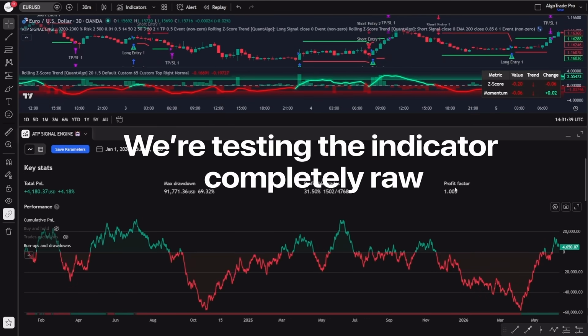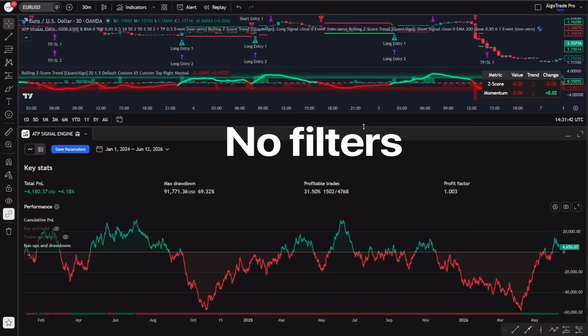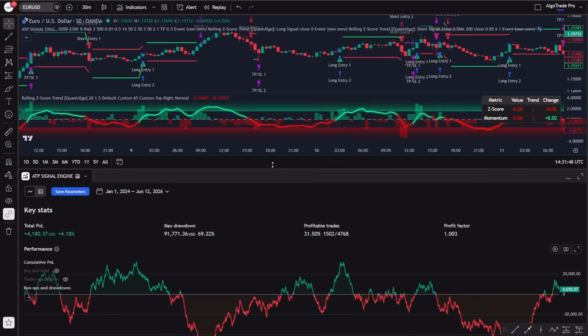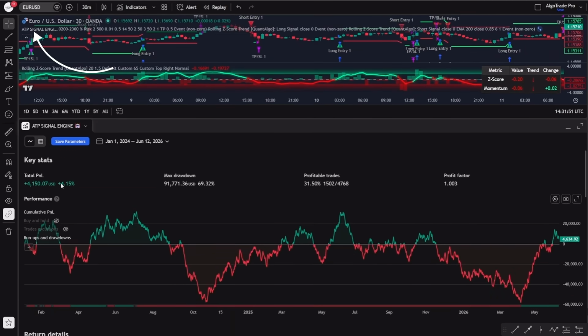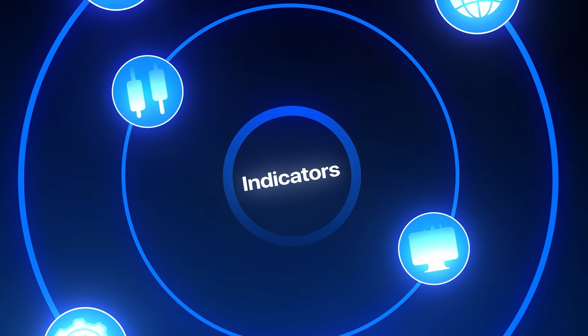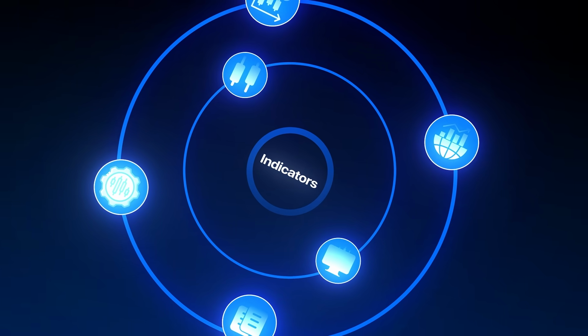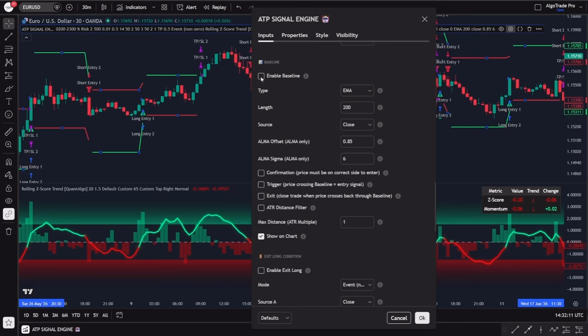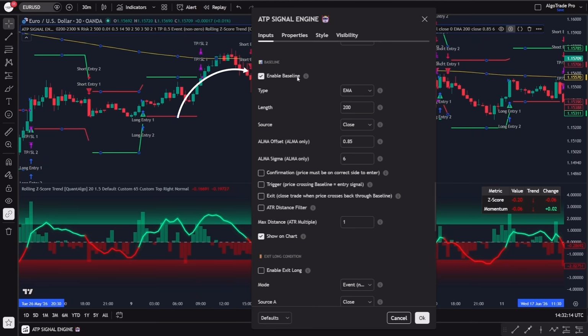At this stage, we are testing the indicator completely raw, no filters and no confirmations, just the pure signals exactly as they were designed. And if we quickly look at EURUSD, the results are pretty disappointing. The strategy is barely profitable and the equity curve looks messy. But one thing I've learned after testing more than 60 indicators is that raw signals are not enough. Most indicators improve dramatically once we add proper market context, and one of my favorite ways to do that is through a baseline filter. So let's go back into the Signal Engine and enable a simple 200 EMA.